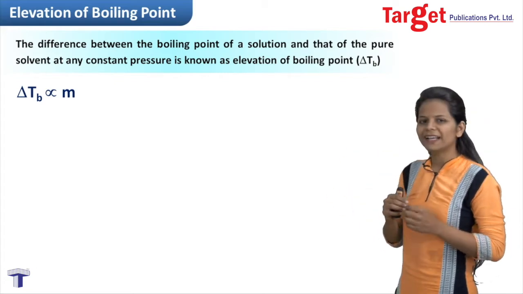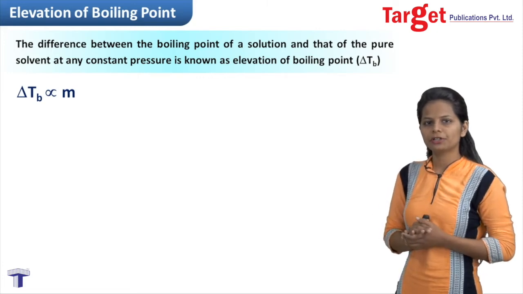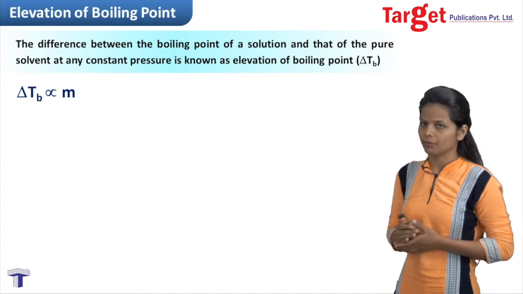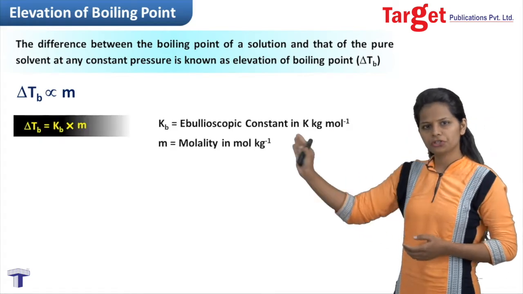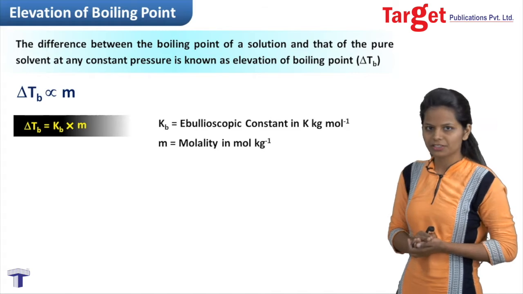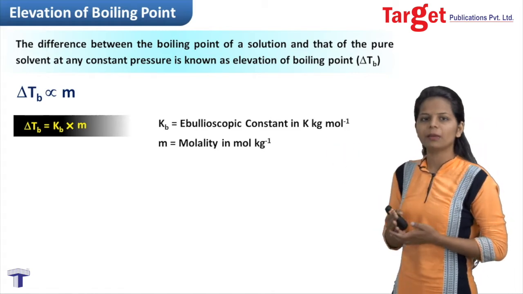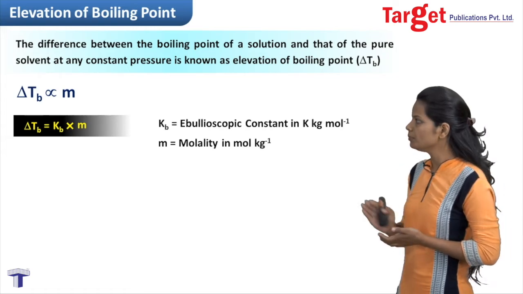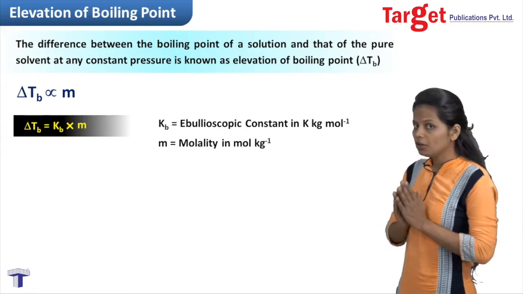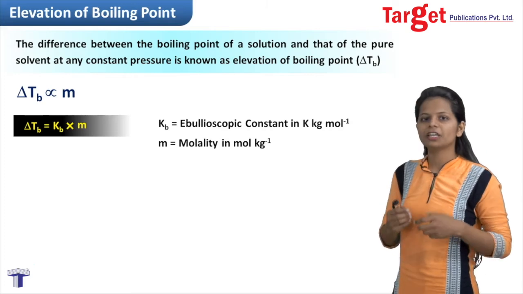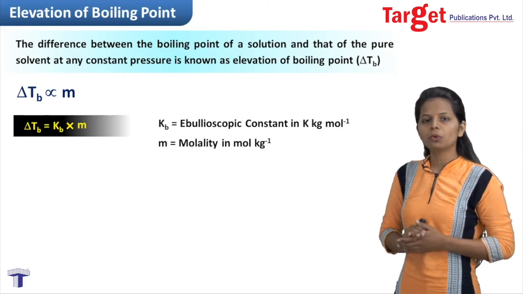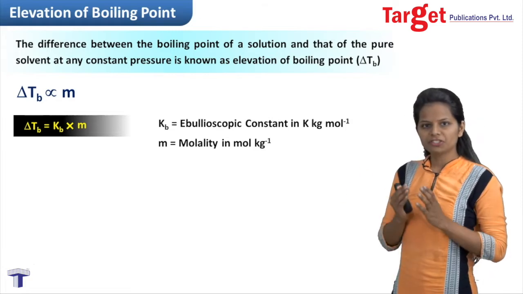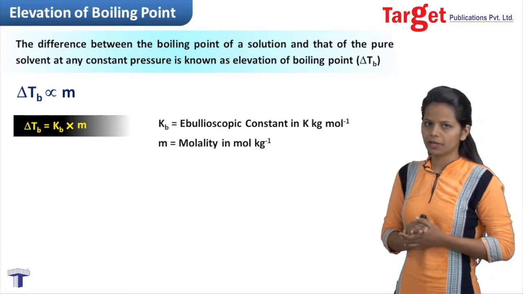That is experimentally found to be directly proportional to molality, which is represented by the letter small m. Now, if I want to remove the proportionality sign, I can put in a proportionality constant. In this case, we'll call it Kb. Now, we get the equation delta Tb is equal to Kb multiplied by m. Here you must note that Kb is called the ebullioscopic constant or molal elevation constant. As you all know, m, which is molality, has a unit of mole per kilogram.